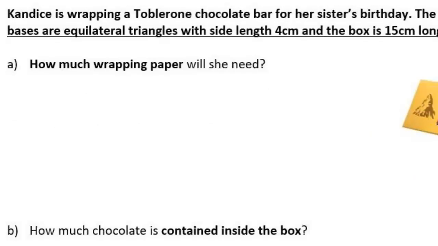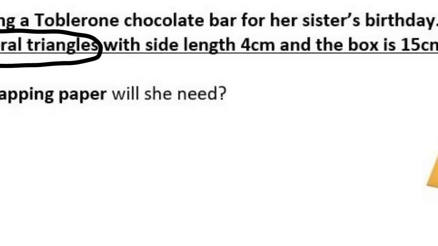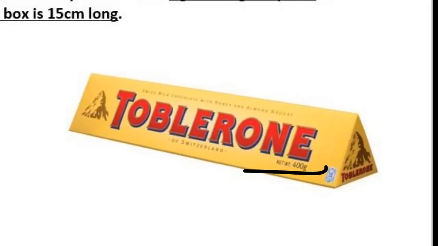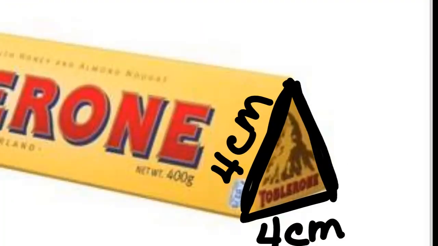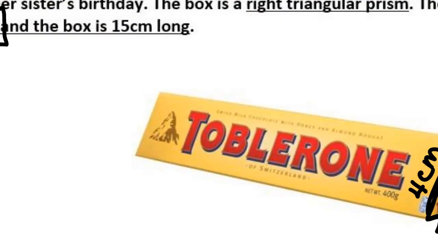The bases are equilateral triangles. What do we know about these equilateral triangles? Side length of 4 centimeters. So here is 4 centimeters. Here is 4 centimeters. And here is 4 centimeters. Same is true about the one on the back side, but I'm not going to write all that out. It's exactly the same back here. What else do we know about this box?